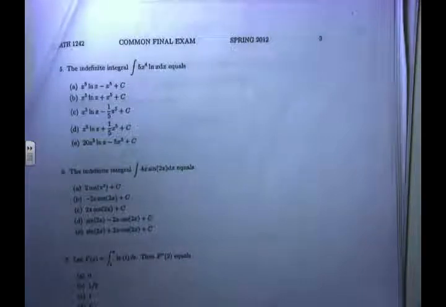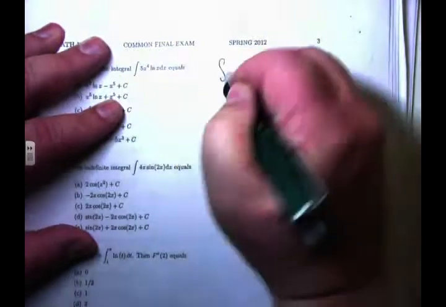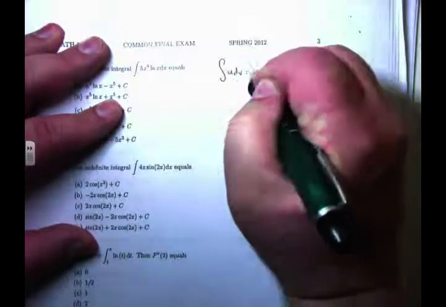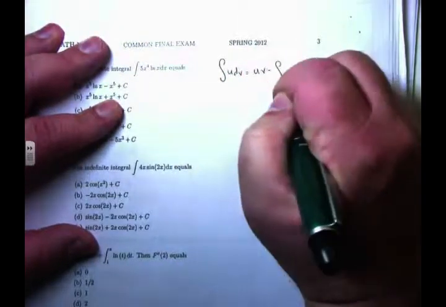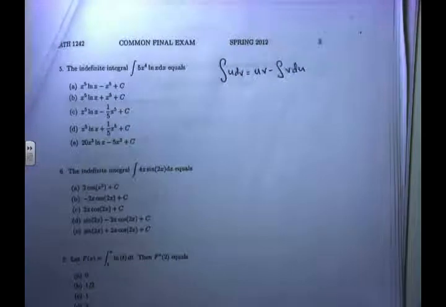When u substitution doesn't work and it's a product, what method do you always use? Integration by parts. The formula for integration by parts is the integral of u dv equals uv minus the integral of v du. The other clue is this: you're integrating a natural log function. Anytime we ever integrated a natural log function, it was always integration by parts.